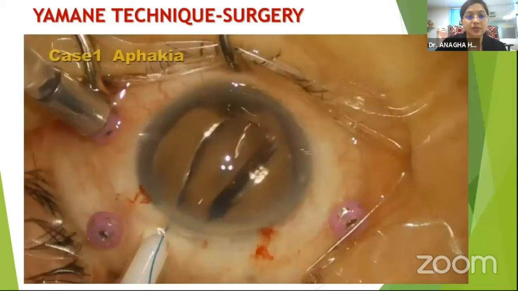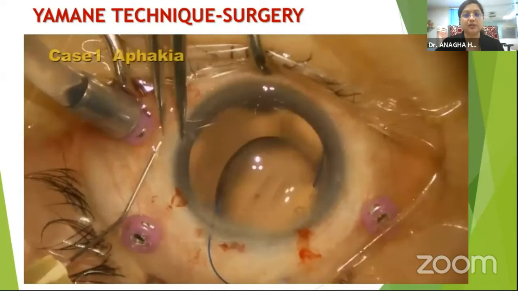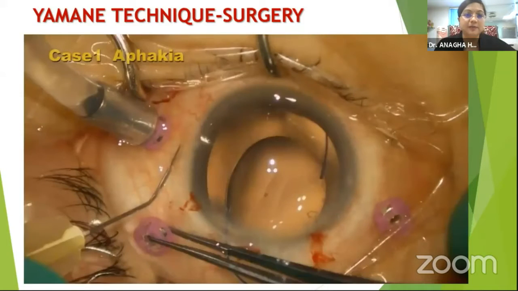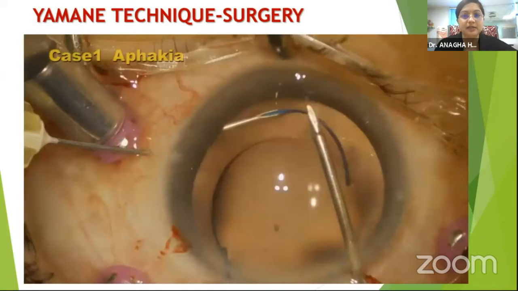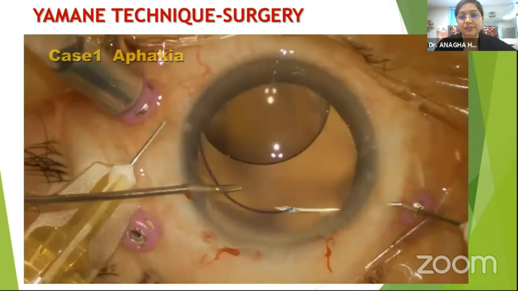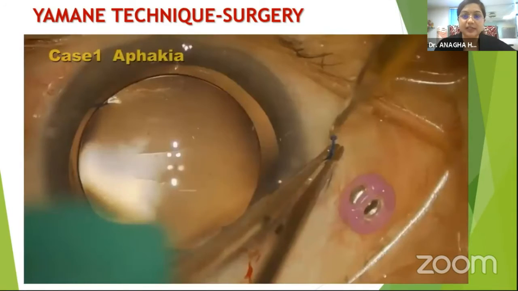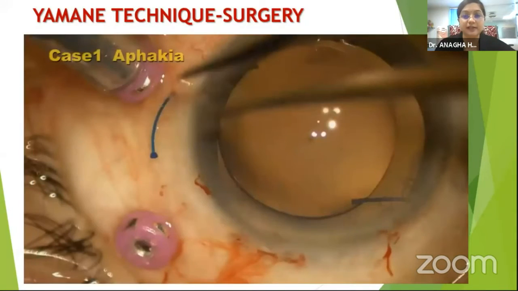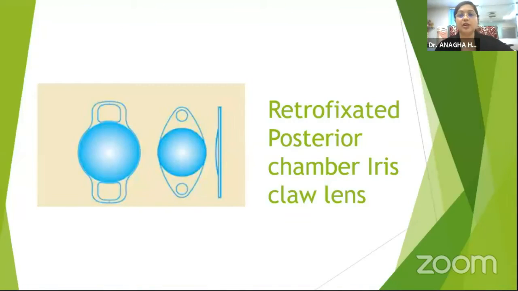So this was a patient where the 3-piece IOL is first put in through the main incision, and then the 27 gauge needle is inserted 2 millimeters away from the limbus, and the haptic is fed into the lumen of the 27 gauge needle. Then the flanges are created, and it is pushed into the scleral wall. Now you have the retrofixated posterior chamber iris claw lens.